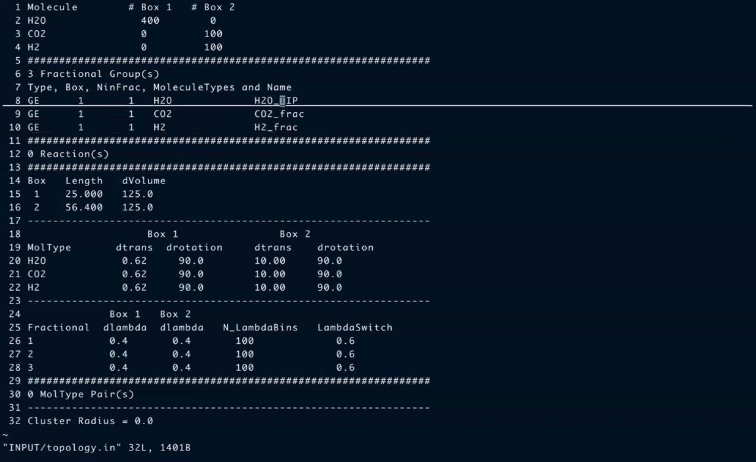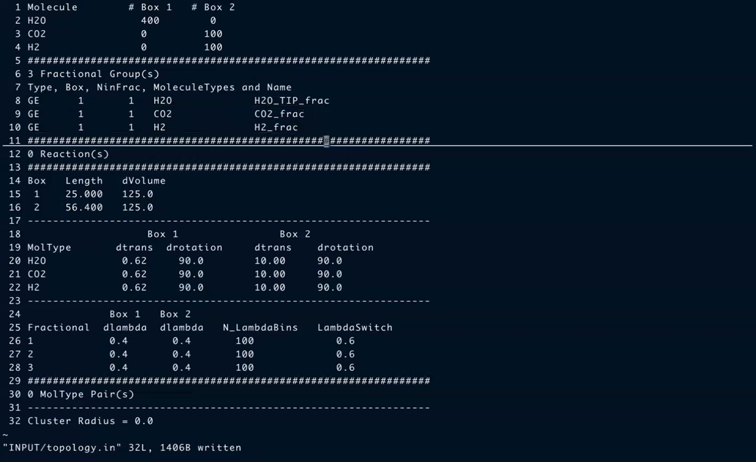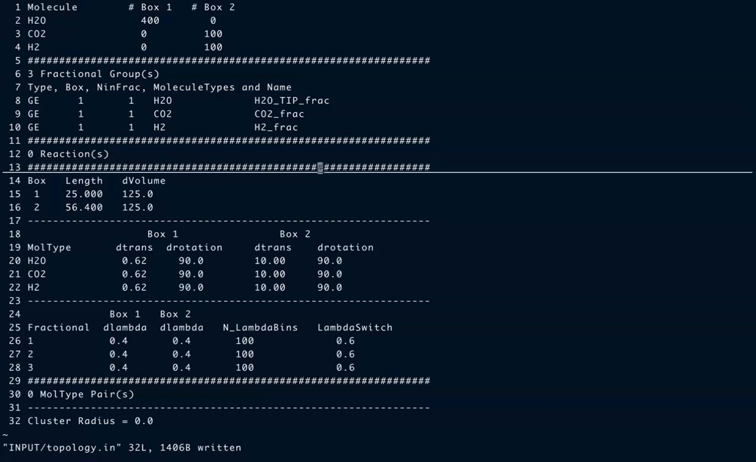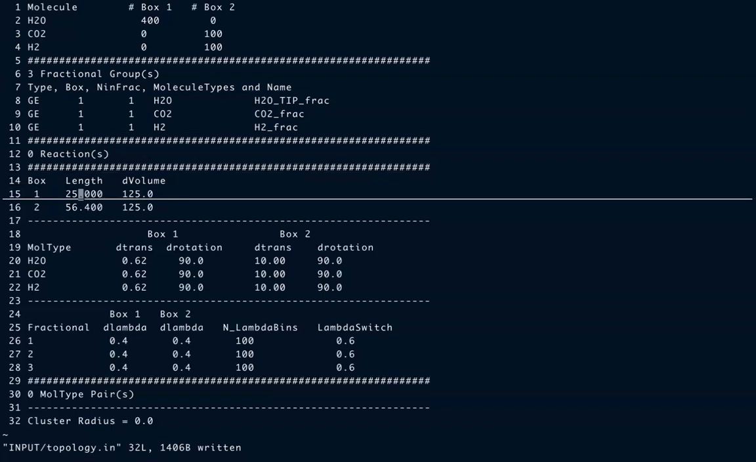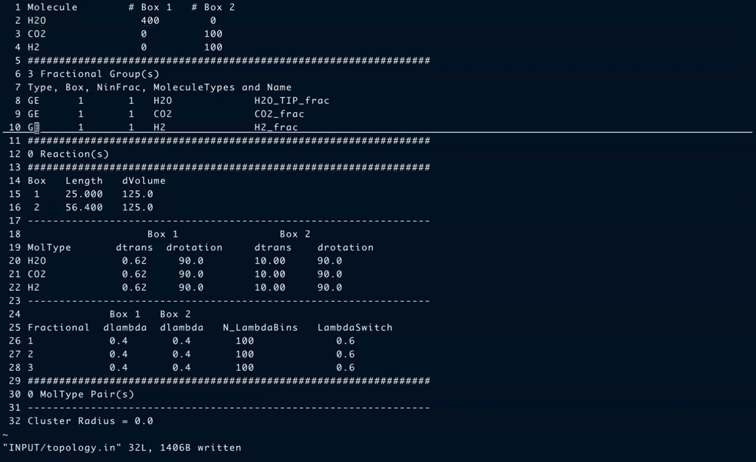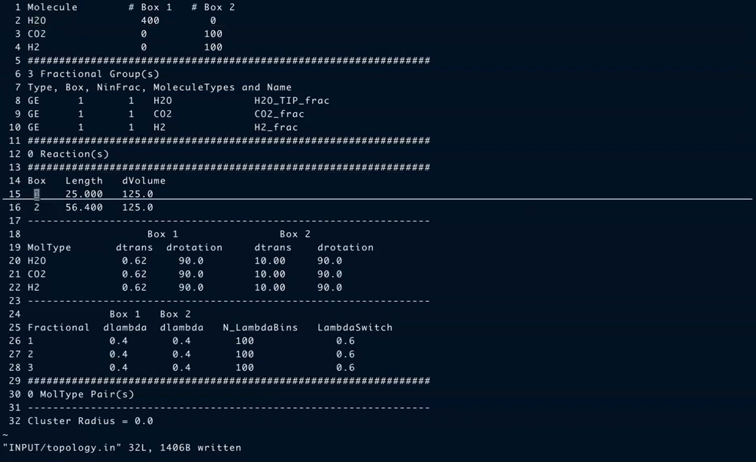You can also say H2O tip frac for the sake of consistency. Notice that I'm not considering any reactions here, so that can be switched off for now. Now here I specify the box length. Box 1, I say, should be 25 angstroms. So the 400 molecules that I choose here for water should be packed within a box with a box length of 25 angstroms.